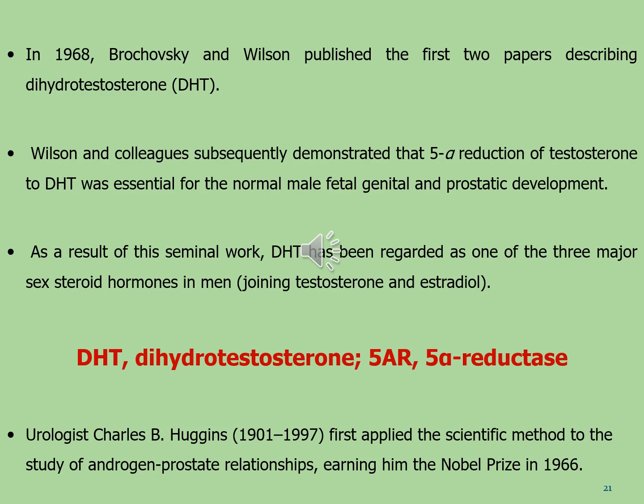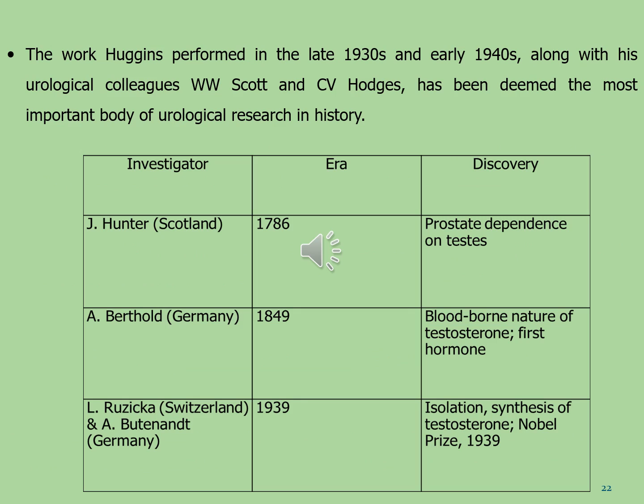Now we will discuss dihydrotestosterone and 5-AR, 5-alpha reductase. Urologist Charles B. Huggins, 1901 to 1997, first applied the scientific method to the study of androgen-prostate relationships, earning him the Nobel Prize in 1966. The work Huggins performed in the late 1930s and early 1940s, along with his urological colleagues W. W. Scott and C. V. Hodges, has been deemed the most important body of urological research in history.